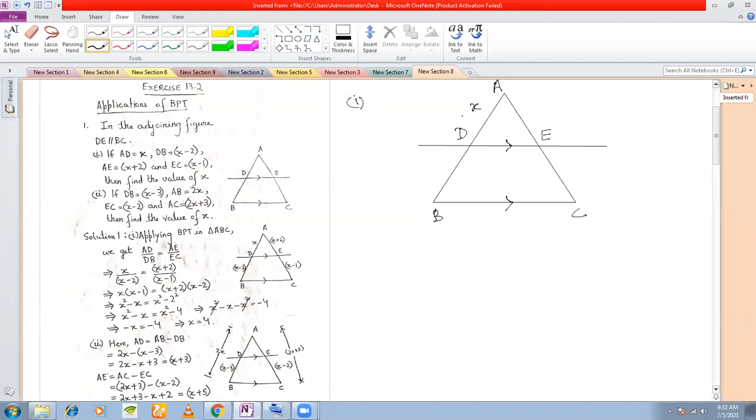This is the first part of the question. AD is given to be X. DB is given to be X minus 2. And AE is given to be X plus 2. And EC is given to be X minus 1. You need to find out the value of X, right? So how will you start? Since DE is parallel to BC, applying BPT.